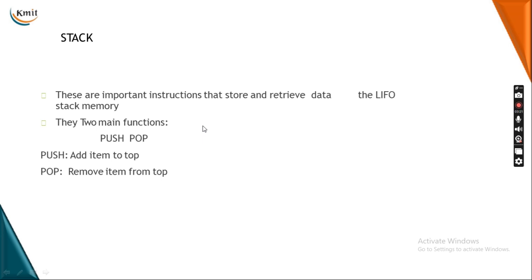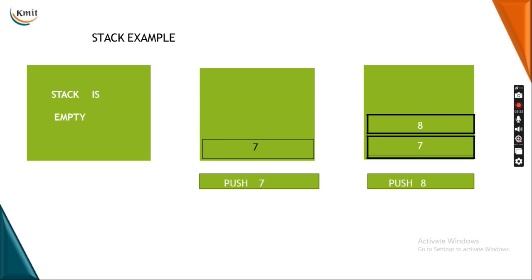The two main functions of the stack are push and pop. Push means adding an item to the top. Pop means removing an item from the top. Suppose the stack is empty and you write the instruction push 7. It will push the 7 first, so there are no other items, and the top of the stack is 7.